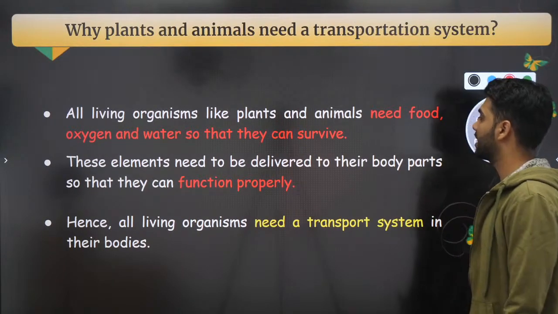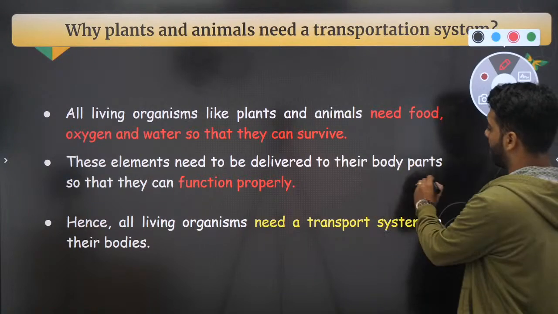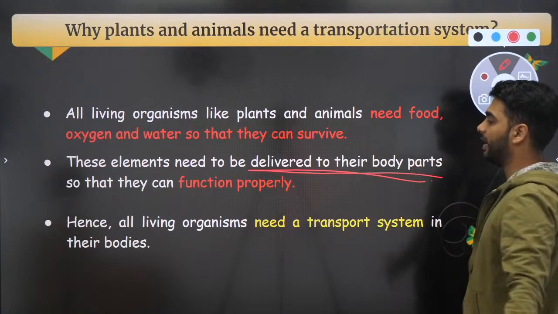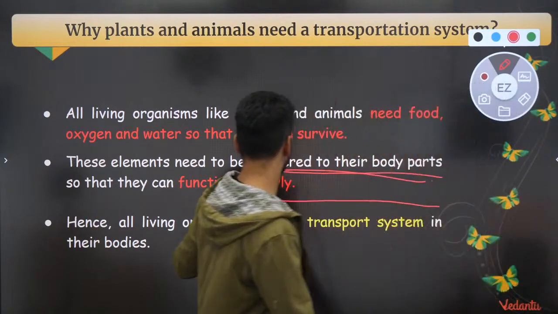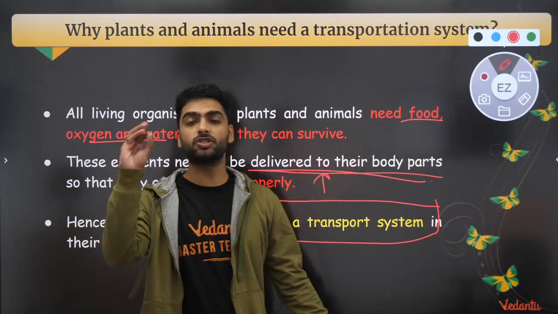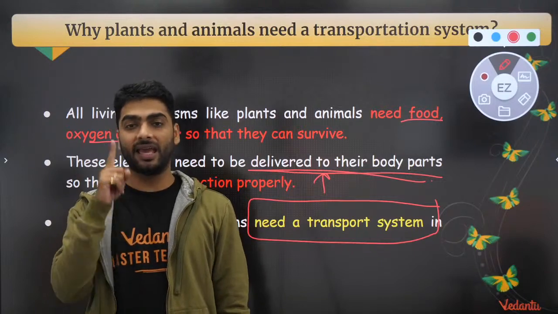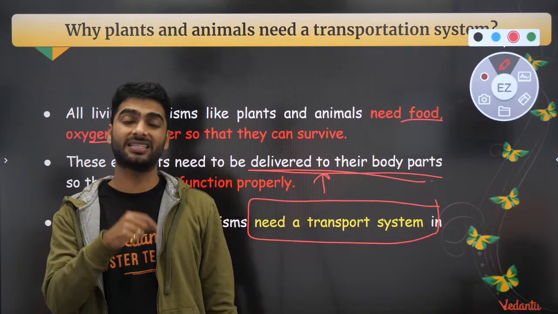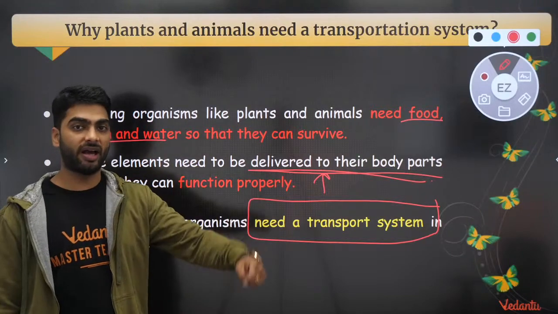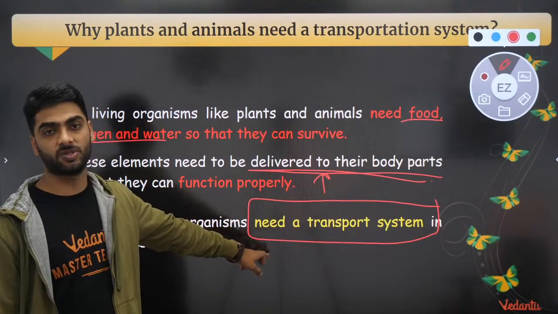All living organisms like plants and animals need food, oxygen and water so that they can live. Now, these elements need to be delivered to their body parts so that they can function properly. Hence, they need a transport system. The food, oxygen and water need to be sent to different parts of the body. For example, an apple gives you vitamin A. Vitamin A is good for the eyes, which means when you eat, the vitamin gets absorbed and assimilated and goes to the eye so that the eye can function properly. So traveling of the food, oxygen and water throughout the body is important for proper functioning, and that is why you need a transport system.